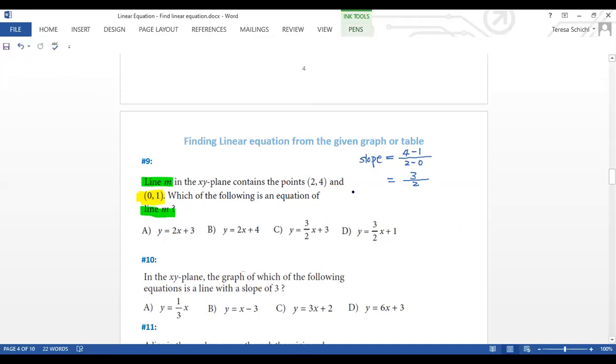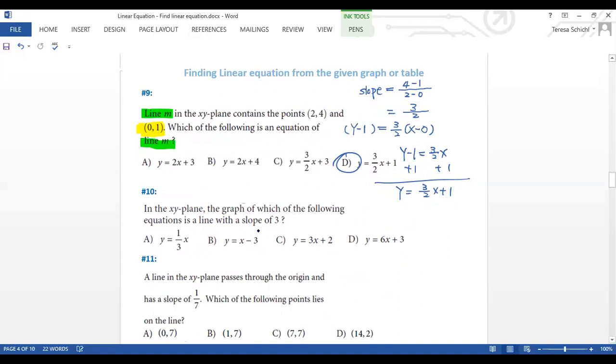The formula is y minus y1, so y minus 1 is equal to the slope, 3 halves, times x minus x1, so x minus 0. Now you have y minus 1 equals 3 halves of x. Then you add 1 to both sides. So what you get is y equals 3 halves x plus 1. Which answer matches here? It's D. Okay, good job.